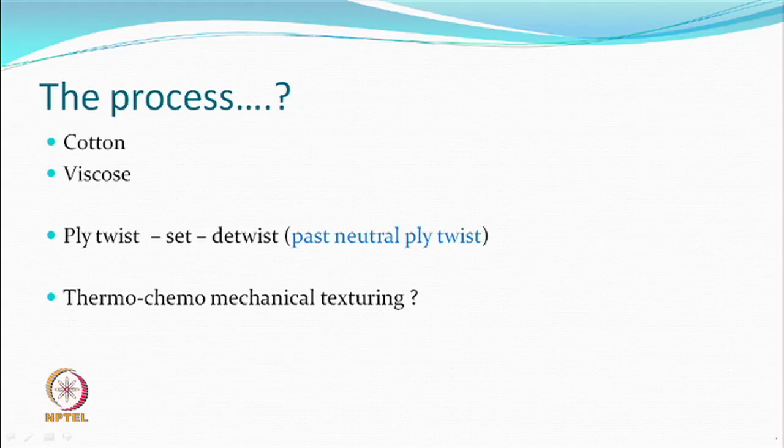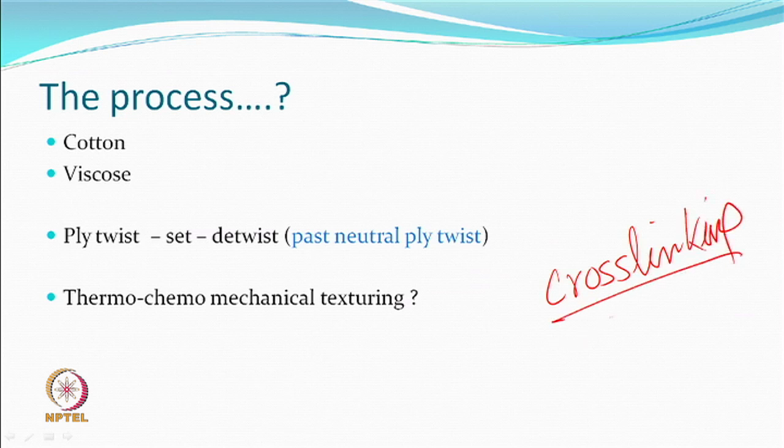So, we also said that this process, that is the cross-linking process, in some way represents thermo-chemo-mechanical texturing. So, you may be heating to get the reaction done, you are using a chemical, so it is chemo, and mechanical because you are still twisting and detwisting. So, the whole process would relate to this type of texturing process, thermo-chemo-mechanical texturing.